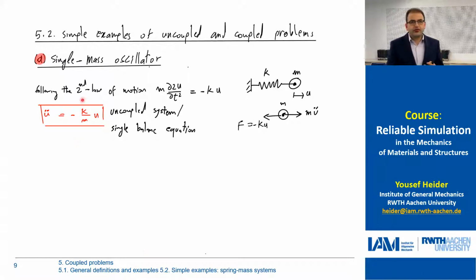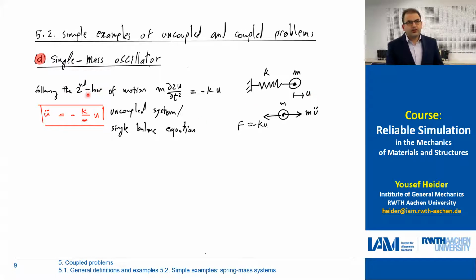Take this, for instance, a single mass oscillator. We have a mass, which is a mass point. It has a value of m, and it's attached to a spring with a stiffness k. If you plot the free body, then you have on the one hand the mass multiplied by the acceleration, and on the other side the reaction, which is the stiffness multiplied by the displacement. In this system, our unknown is the displacement.